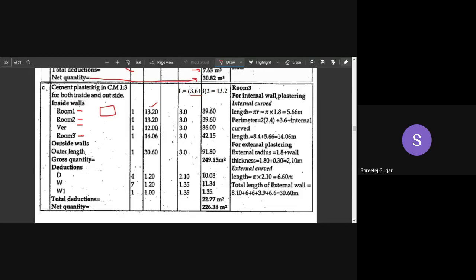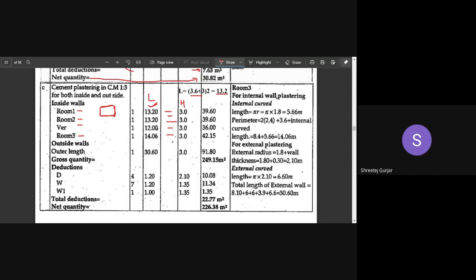So how do I calculate the perimeter? 3.6 plus 3, into 2. It is this wall into 2 and this wall into 2, so you get your length 13.2. This is the perimeter or length of your wall, and this we do not calculate, because we have to calculate in meters squared. Then this is the height of your wall, 3 meters. So you get the internal surface of your wall, that is room 1.